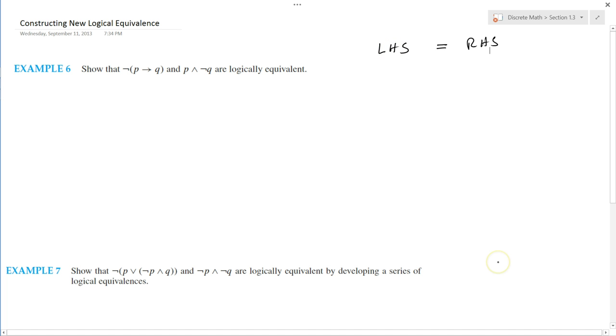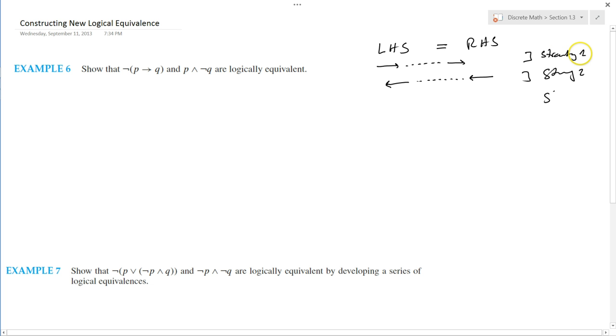In regular algebra, you either start from the left-hand side and apply some algebraic rules until you reach the right-hand side, or the other strategy is you start with the right-hand side and apply some algebraic rules until you reach the left-hand side. So you have two strategies. Strategy number one is starting from the left-hand side and reaching the right-hand side. Strategy number two would be starting from the right-hand side and reaching the left-hand side.